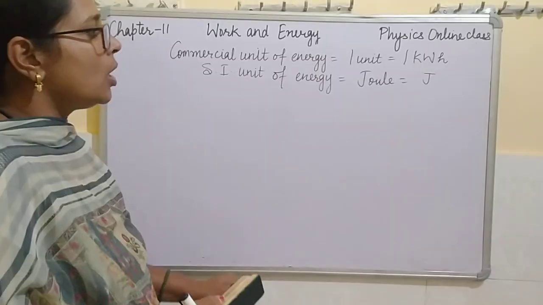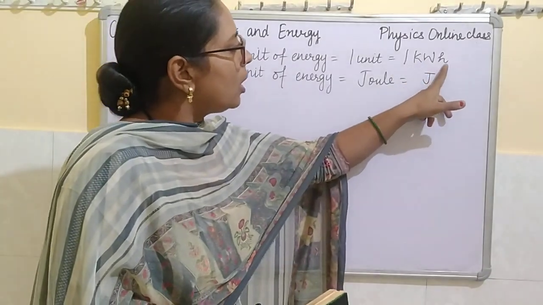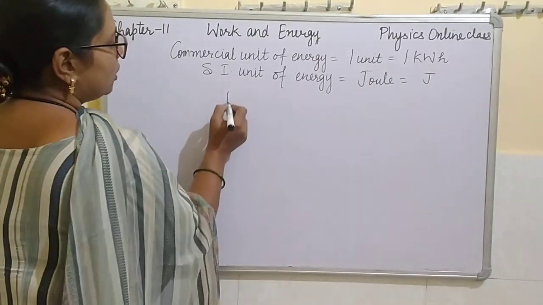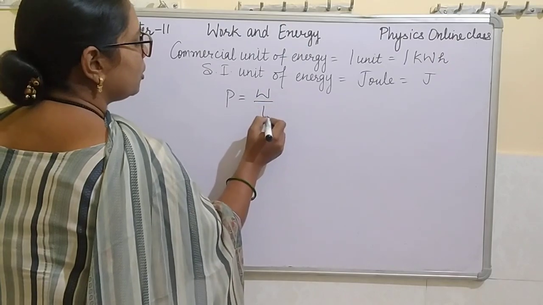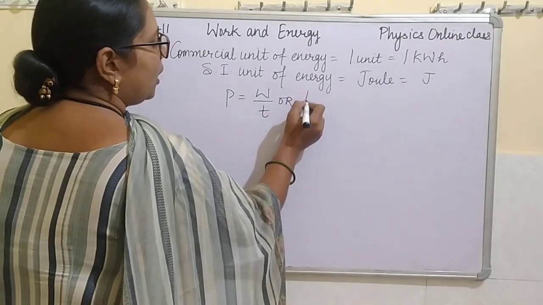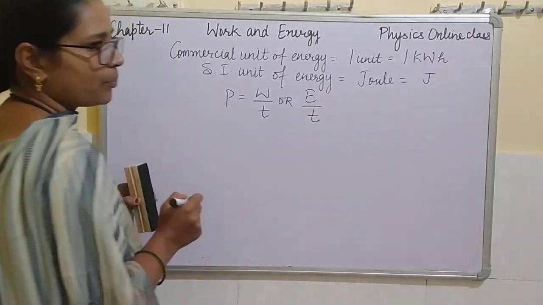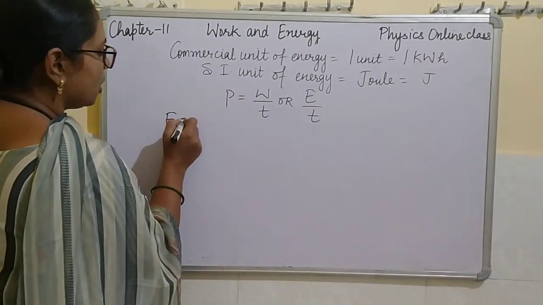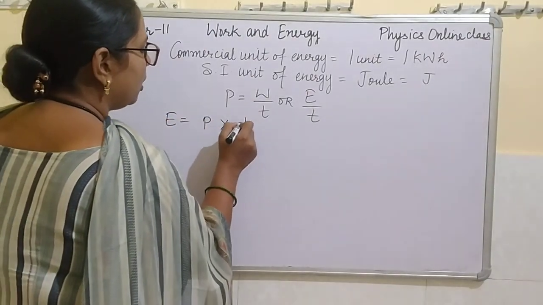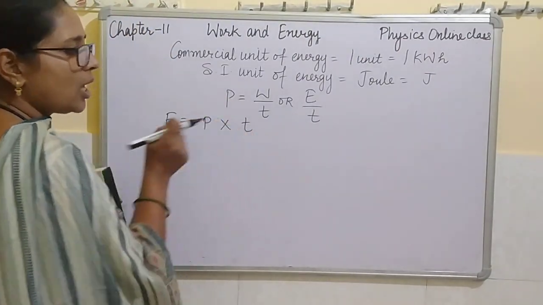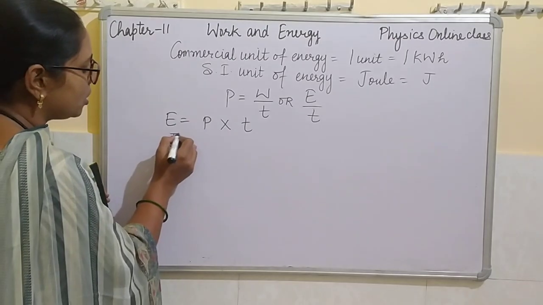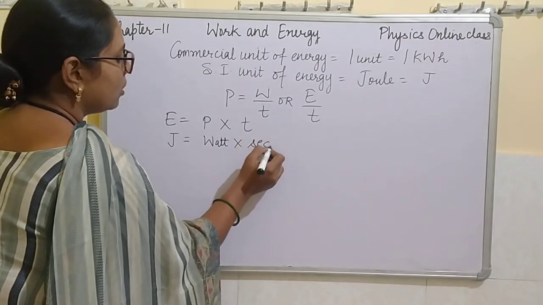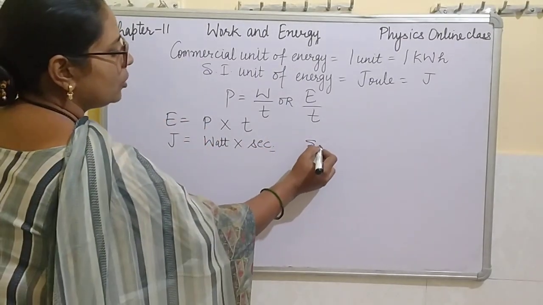Now our question is, we have to relate 1 kilowatt hour and joule. How we can relate? Focus here. The formula for power is work done per unit time, or you can say energy used per unit time. So if we have to find out the value of energy, what we will do? Energy is power multiplied by time. In terms of SI unit, the SI unit for energy is joule. For power it is watt, and for time it is second. This is our SI unit.